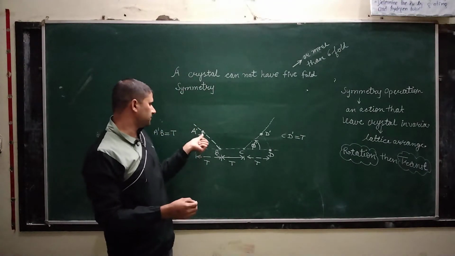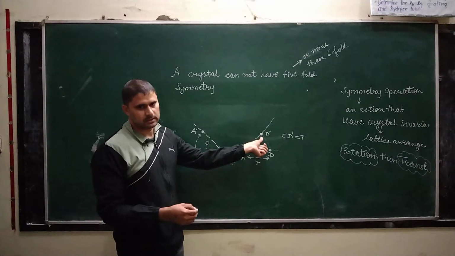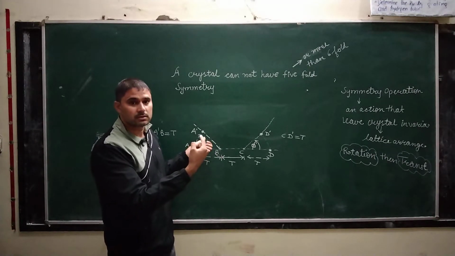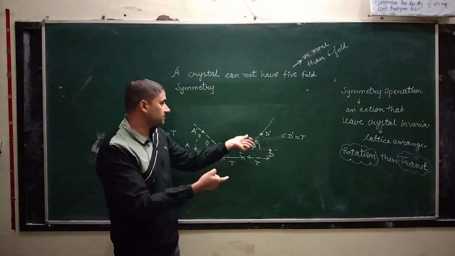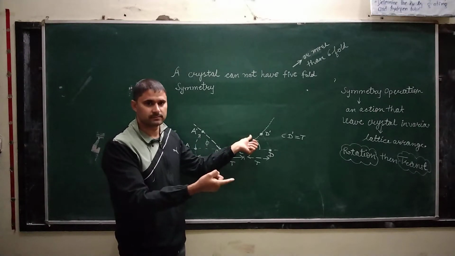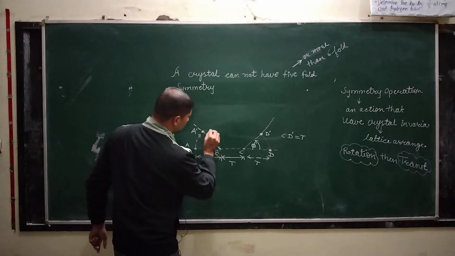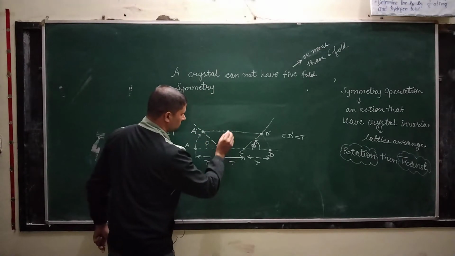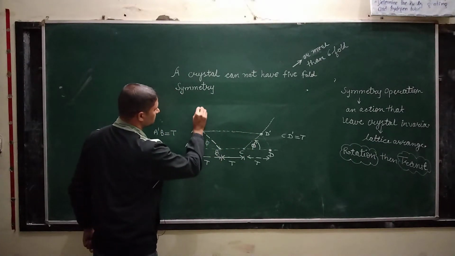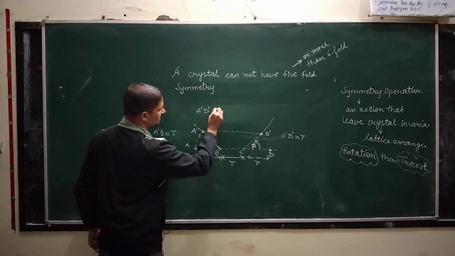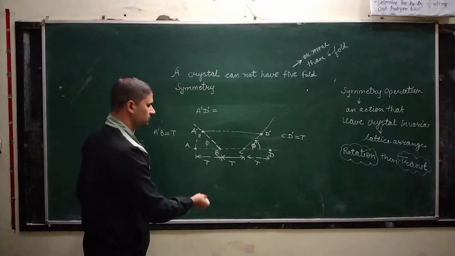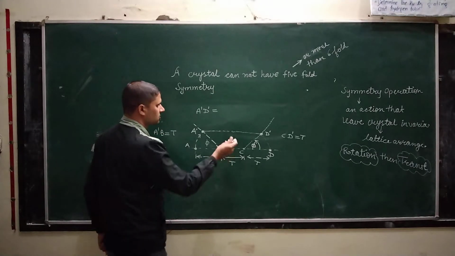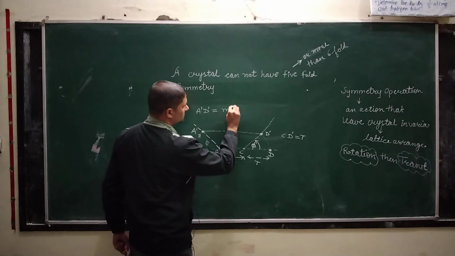Now think of these two points A dash and D dash. If these are two lattice points after application of the rotation symmetry operation, then they must be connected by a translation operation. A dash D dash must be equal to m times the primitive vector. The primitive vector in this case is t, so it must be m times t.